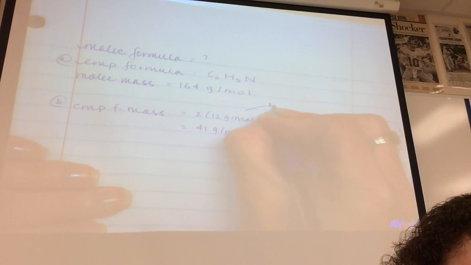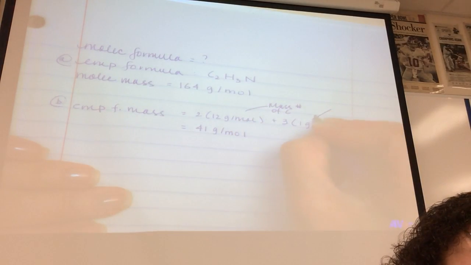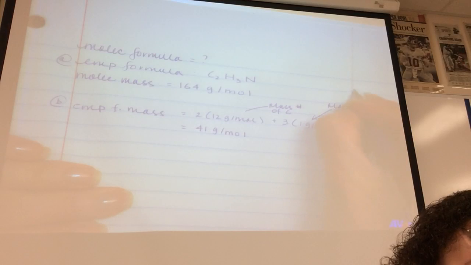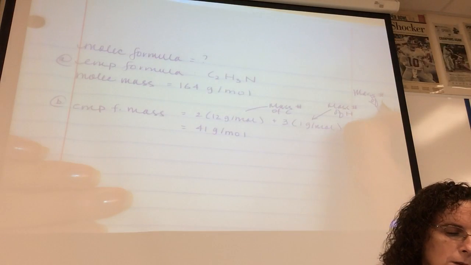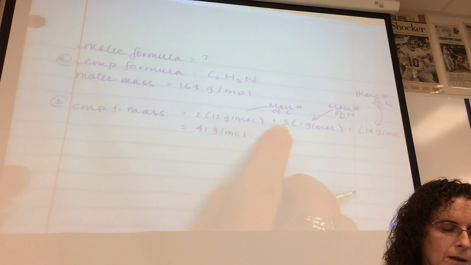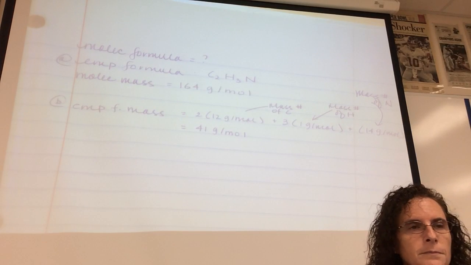So this is the mass number of carbon. This is the mass number of hydrogen. And this is the mass number of what? Nitrogen. And this is how many of each of those you have.